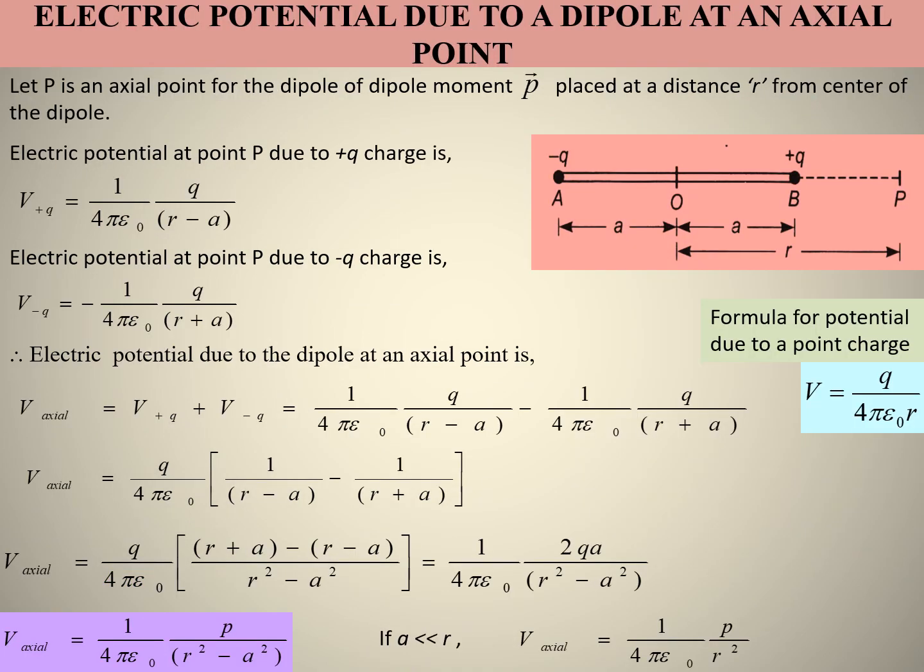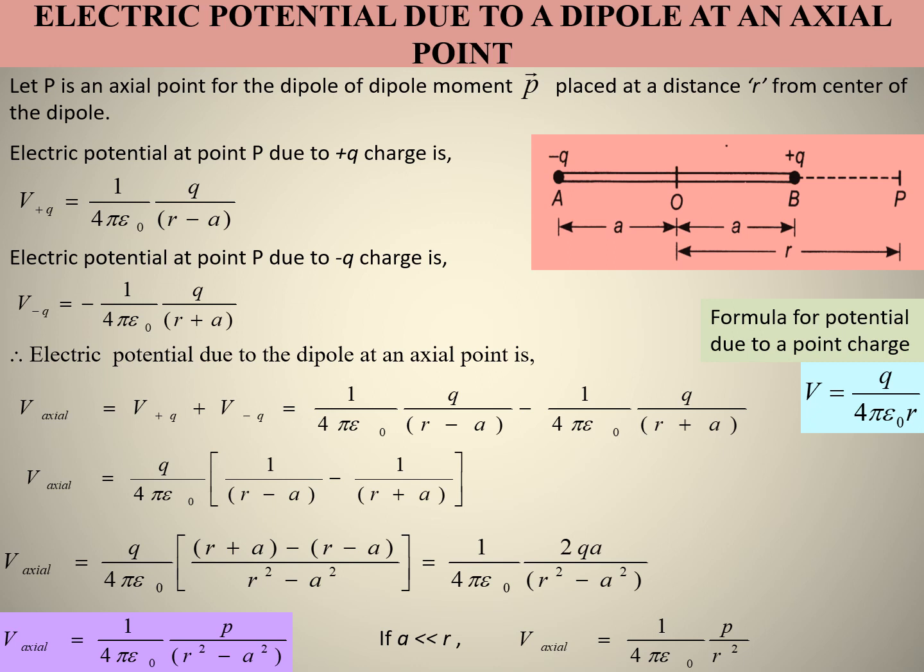Now we come to the derivation of electric potential due to a dipole at an axial point. Again, like the case of electric field, we consider the same dipole consisting of the two charges plus q and minus q with a separation between them as twice a and O as the center of the dipole, and let P be a point lying on the axis of the dipole at a distance of small r from the center of the dipole.